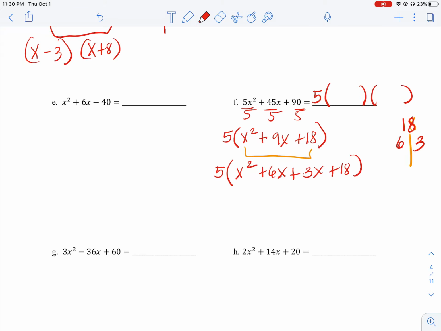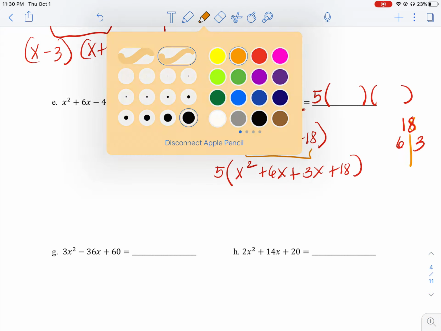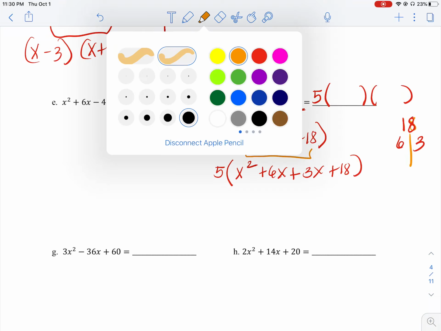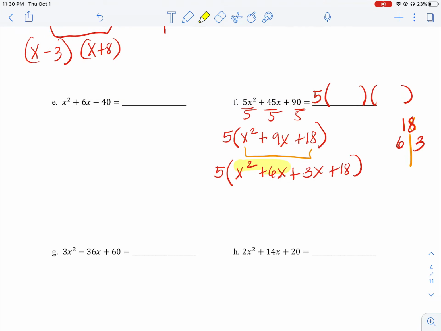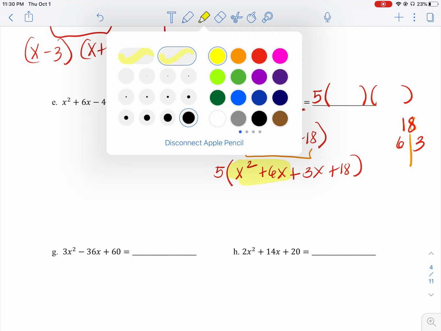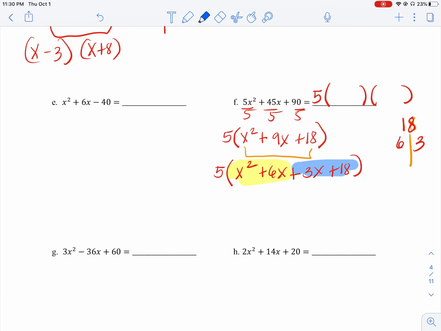And then we'll group them. Group the, I like yellow. Group these two together. And then let's put a blue, and then group that together. So we have 5. What's common between x squared and 6x? That is x is common. Hold on, let me put that there.